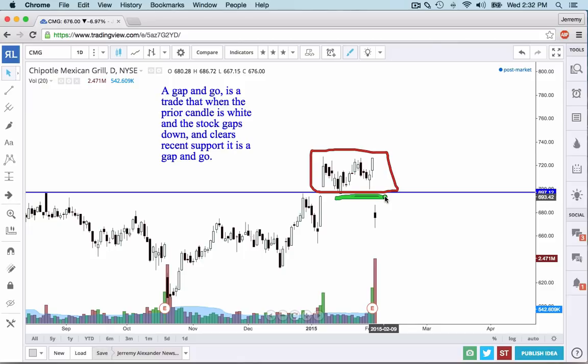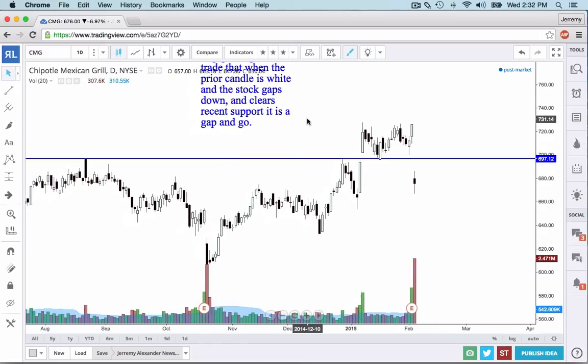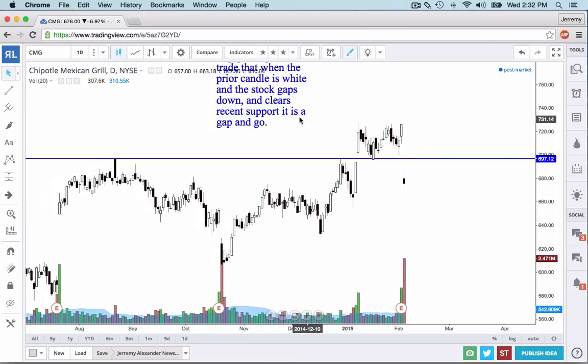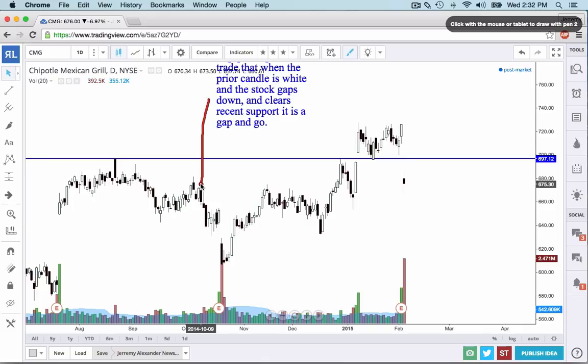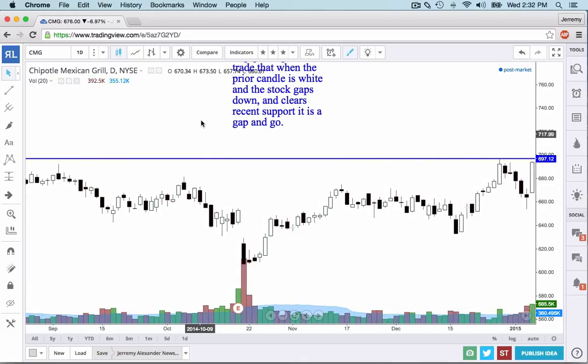A gap and go is when the prior candle is white and the stock gaps down. It really is at some point that simple. But if it clears a recent support, it's at least a stronger gap in general. Okay? So let's see if I can find a weak gap and go. Give me about 3 seconds and I can find one. Well, here's one right there. Let me zoom in just a little bit. Right there, that's a weak gap and go.